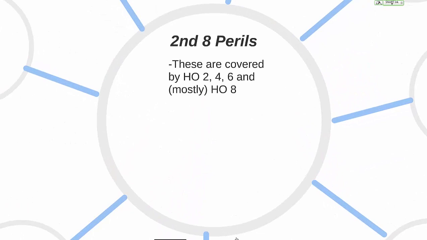Next, let's look at the second 8 perils. These are covered by HO2, 4, 6, and mostly by HO8. We'll go back over this when we go over the different policy forms.